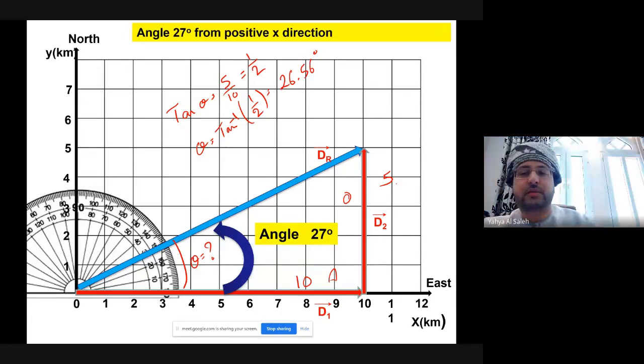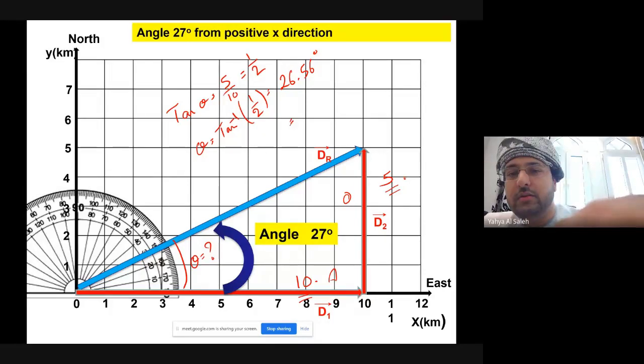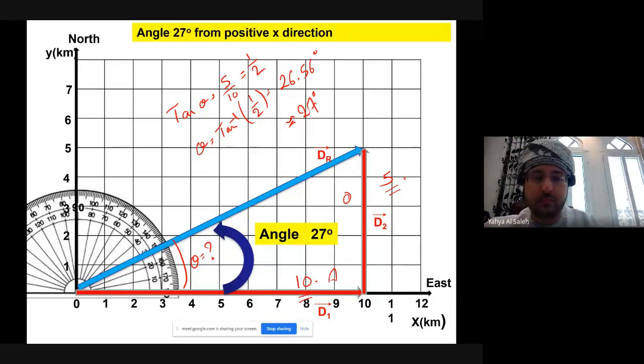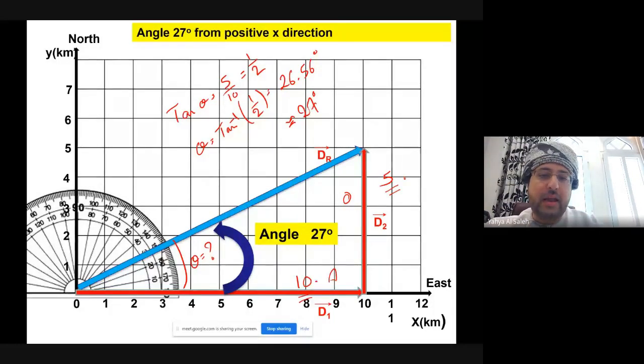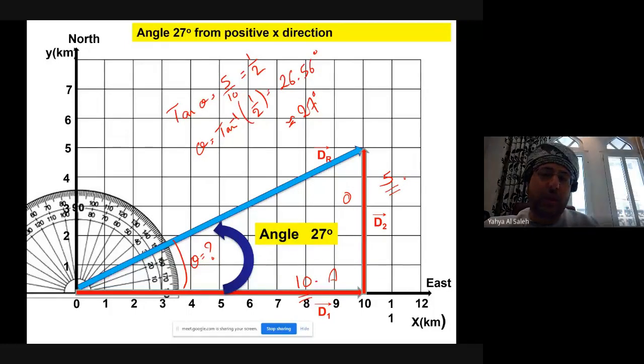But since this was in just one significant figure, this is again one significant figure. Sorry, 2, 1. This is arithmetic, so approximately 27 degrees. Okay? Again, I have an issue. Remember, 27 degrees from where to where?